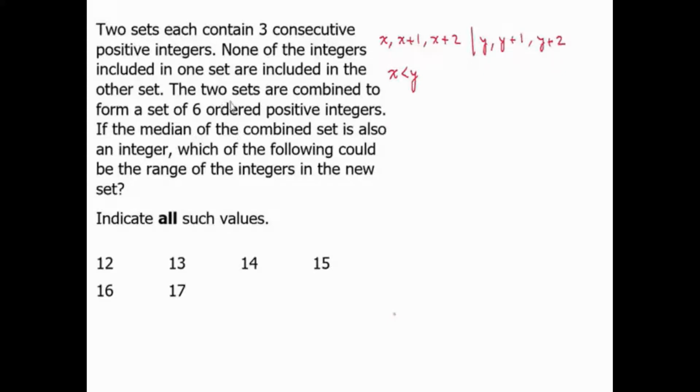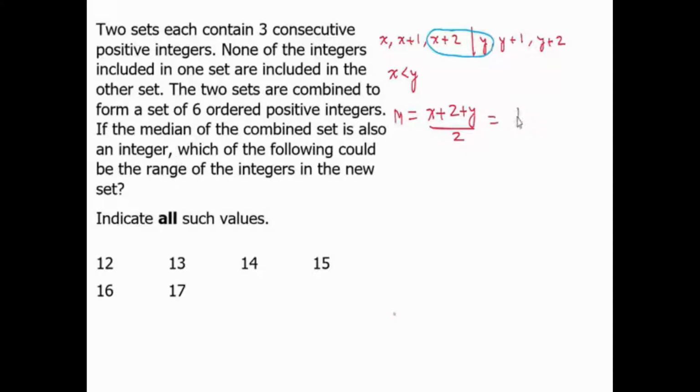So if the two sets are combined to form a set of 6 ordered positive integers, this is the order we are going to have: x, x plus 1, x plus 2, y, y plus 1 and y plus 2. X being the smallest and y plus 2 being the largest. There are 6 numbers, so the median, of course, is the mean or the average of the two middle numbers. So the median is given as x plus 2 plus y divided by 2, and this is given to be an integer.